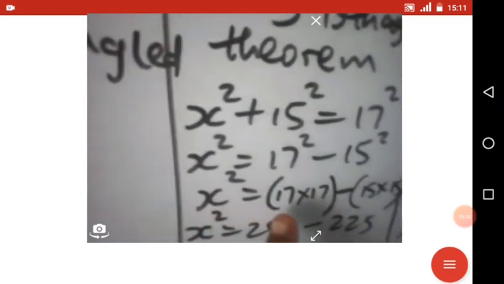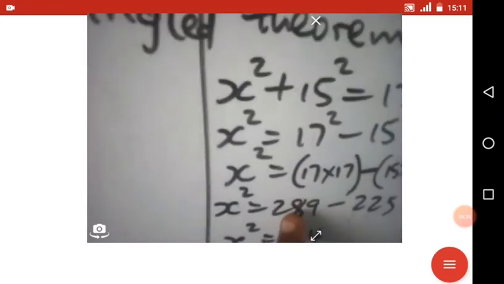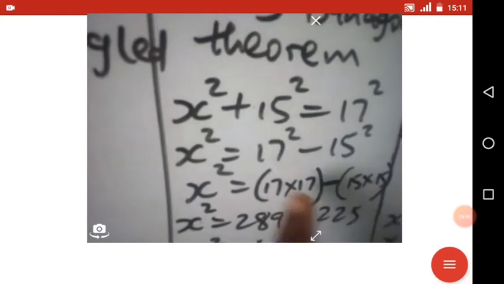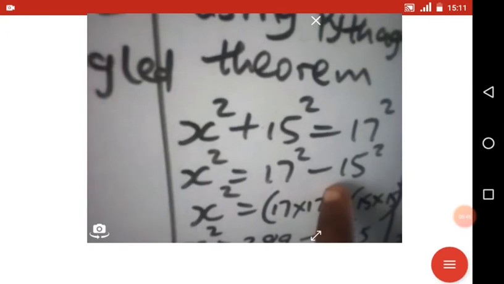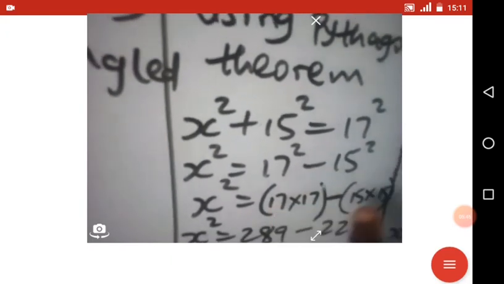So 17 squared is 17 times 17. That would be 289. 15 times 15, that would be 225. Please don't subtract it like don't say 17 squared minus 15 squared, you now say it is 2 squared. No, it is not 2 squared. You understand? You have to expand it first before you subtract.